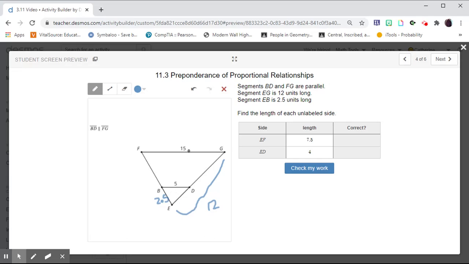We're going to take 2.5 times 3 to get the length of E to F. If you do that multiplication, it would be 7.5. And we know that E to D is 1/3 the size of the segment EG. So taking 12 divided by 3, remembering that reciprocal situation, we have that this segment should be 4. Now we're going to check our work. And yes, we're correct.